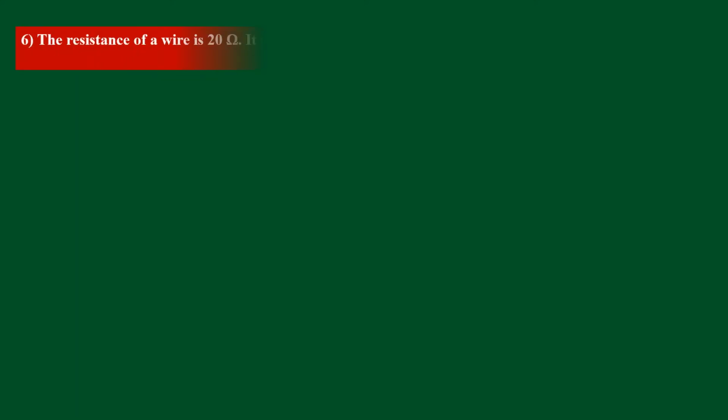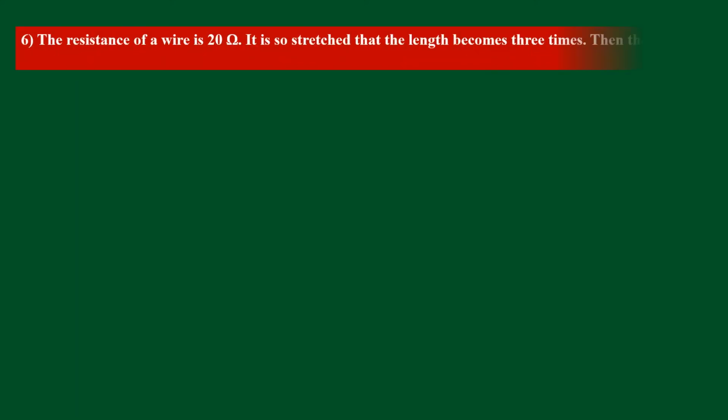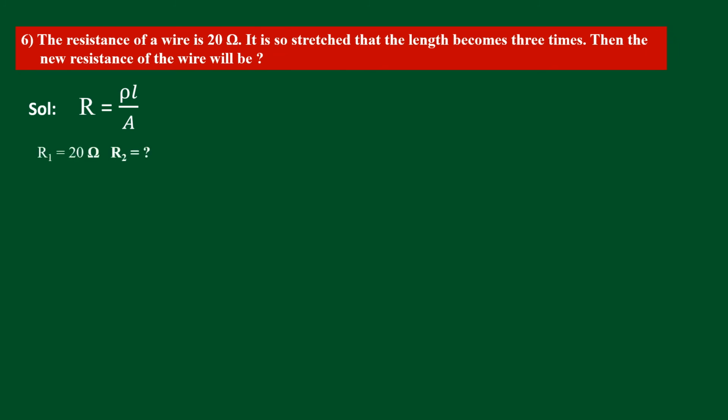The resistance of a wire is 20 ohms. It is so stretched that the length becomes 3 times. Then the new resistance of the wire will be. We know that R is equal to rho L by A. It is given as R1 20 ohms and R2 we have to find. L1 is L meters and L2 it is given as 3L meters.